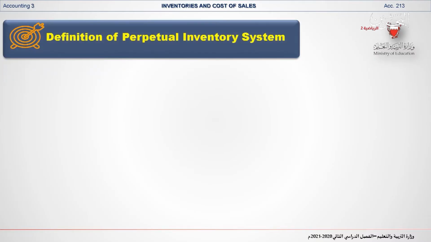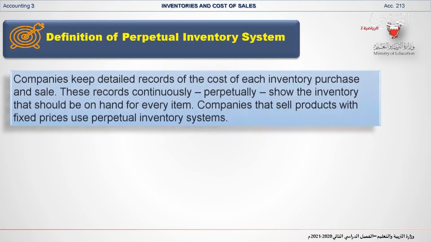Definition of Perpetual Inventory System. Dear student, as you know, we have two inventory accounting systems that can be used. Can you remember what they are? Yes, the periodic system and the perpetual system. During the past lessons, I explained the periodic system. In this lesson, I will explain the perpetual system.